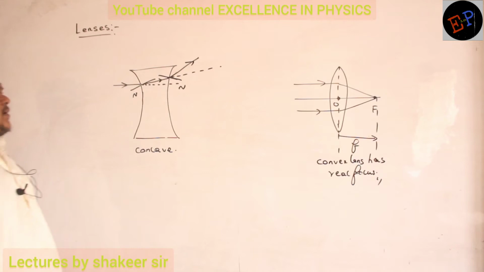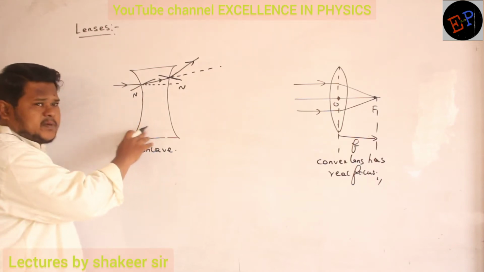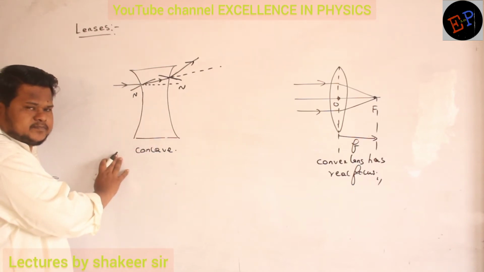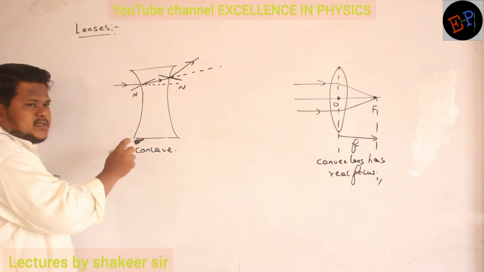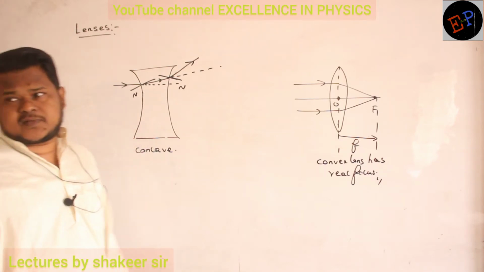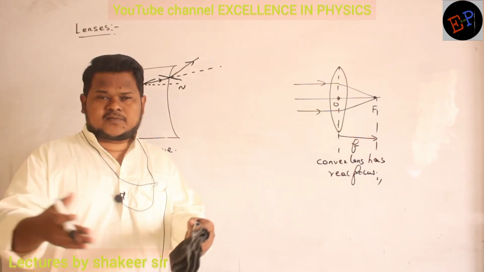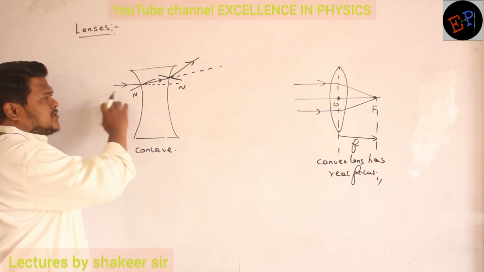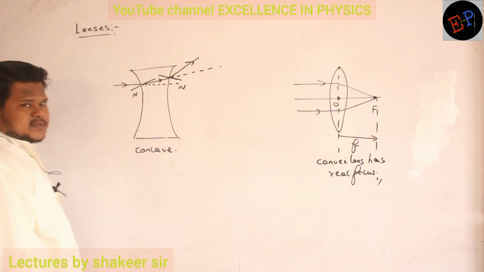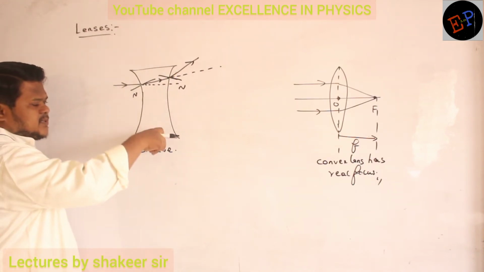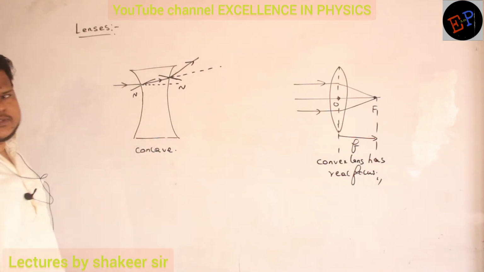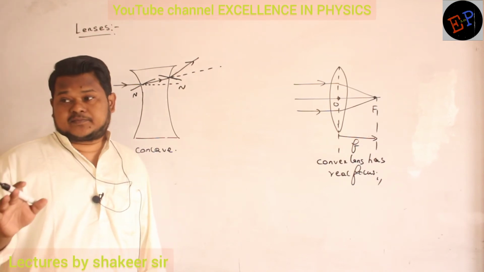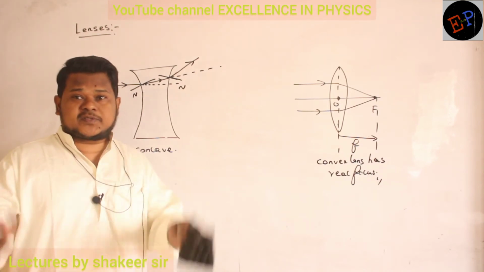Okay? So what is the difference between the previous condition and this condition? Previously in convex lens, light was converging, no? Light was coming and falling on the principal axis. But here, light is moving away from the principal axis. So therefore this type of lens, what you call concave lens, is a diverging lens. It makes the light rays move away from the principal axis.